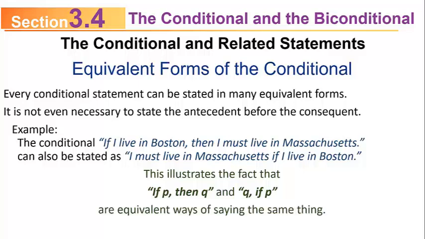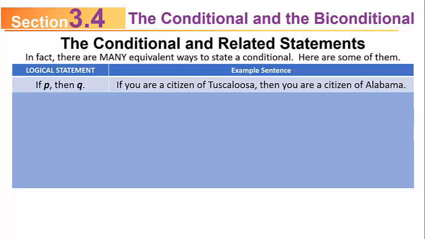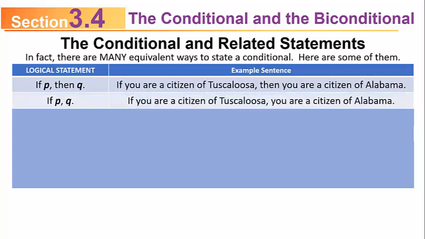conditional statement. I want to list several logical equivalents to that and sort of give you an example of each. We're not going to go too deep into this, but I do want you to see the breadth. So we start off with if P, then Q. My example sentence is, if you are a citizen of Tuscaloosa, then you are a citizen of Alabama. If P, Q, that leaves out the word then, which is very common in English. So it would be, if you are a citizen of Tuscaloosa, you are a citizen of Alabama. In other words, I'm just leaving out the then. That does not change the basic nature of the sentence, and it's still an equivalent form of the conditional.